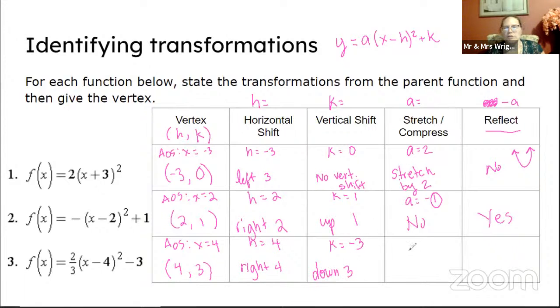And if K is -3, we're going to go down 3. Okay. Is it going to stretch or compress? That's determined by our A. A is 2/3. It was positive, so there's no reflection. A is 2/3. That's a fraction, and it's a fraction that's less than 1, right? You have to be careful. Sometimes they give you fractions that are greater than 1 just to trick you. But if A is 2/3, that's a fraction that's less than 1. So we've got a compression by 2/3. Okay. So that's how you would fill out a chart like this. You're going to want to identify each of the transformations that's happening that you can read from the equation that you are given.